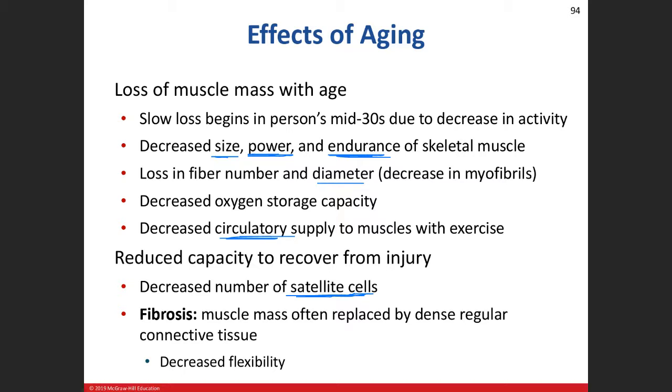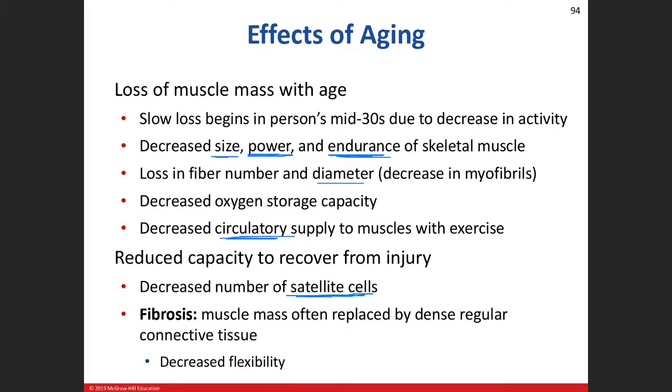And a lot of times when a muscle gets damaged and you don't have a satellite cell there to help repair it, then fibrosis occurs. And remember fibrosis when we were talking about tissues in the skin, that's scar tissue. So instead of repairing a muscle cell with muscle tissue, we're actually filling it with connective tissue.